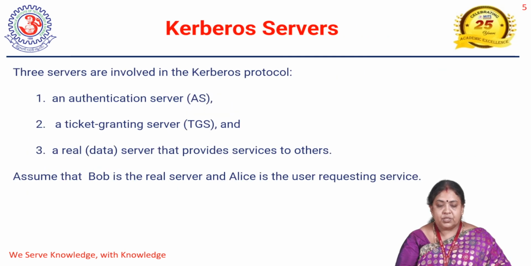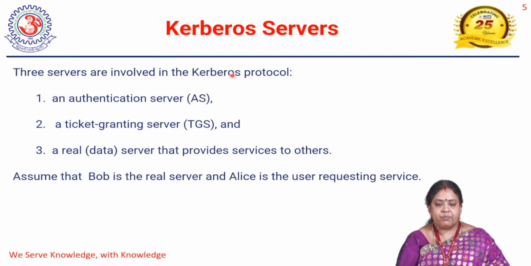Then coming to the Kerberos servers. In the Kerberos protocol, we have three types of servers. One we call an authentication server, the second we call a ticket granting server, and the third is called a real server, that is a data server. The server from which you want to access the data is called a real server. Mainly it is going to authenticate the clients to the server, so that only valid authorized users can access the services of the particular server.